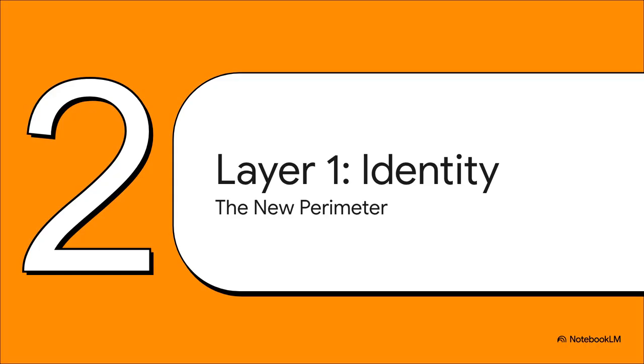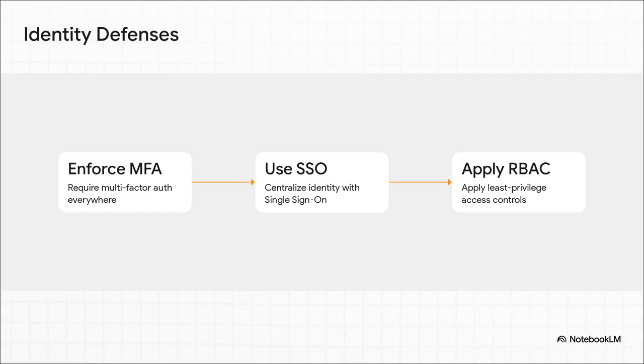Section 2, Layer 1, Identity and Access. With that reality check in place, let's explore our very first layer of defense. In the cloud, identity is the new perimeter. It is all about exactly who holds the keys to your corporate castle. Identity-based attacks like stolen credentials and hijacked sessions are hands down the #1 vector for SaaS breaches.